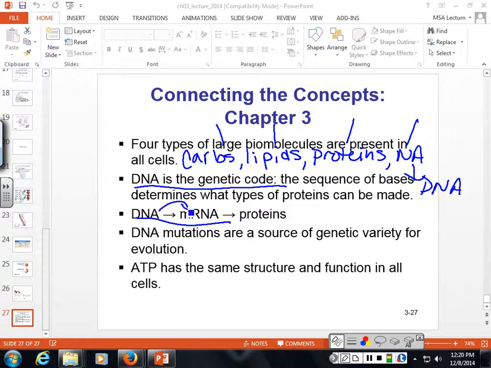DNA is going to copy itself into RNA, and RNA is going to be the code to make all of the proteins. Mutations are a source of genetic variety for evolution. I showed you an example of a bad mutation, but that mutation for sickle cell anemia actually prevents the red blood cells from being invaded by a pathogen. So malaria, the pathogen responsible for malaria, doesn't like sickled red blood cells. It doesn't want to infect them.